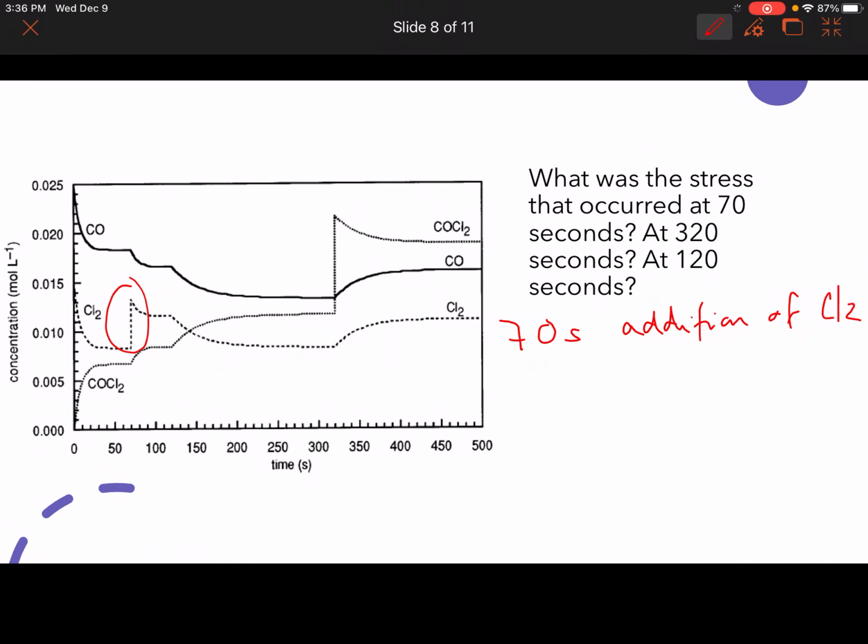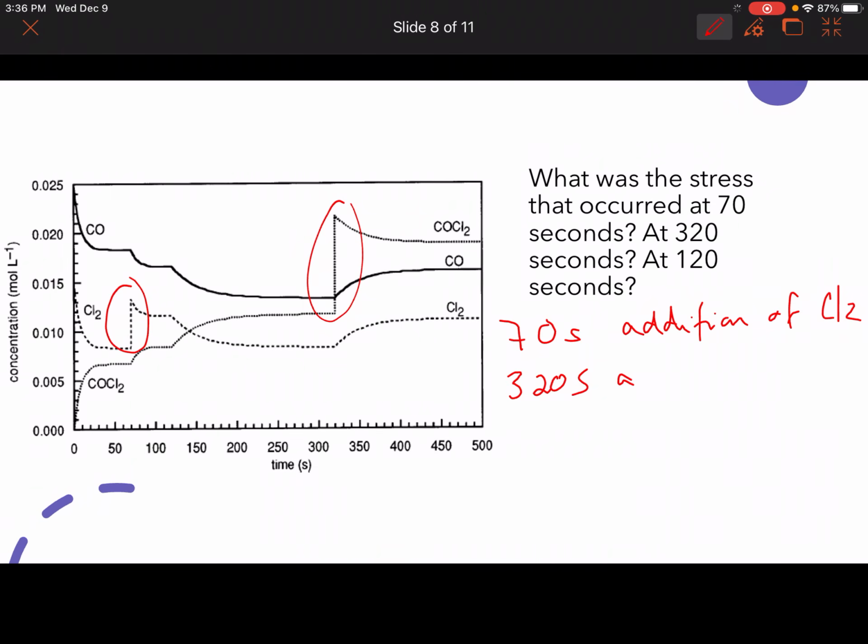And those of you who did the lab with the straws, that would be when you added the 5 milliliters of water, 2.5, whatever it was, you would see that spike happen there. So at 320 seconds, what was the stress? So at 320, we're looking at this one. And so this one, again, we get a big giant jump.